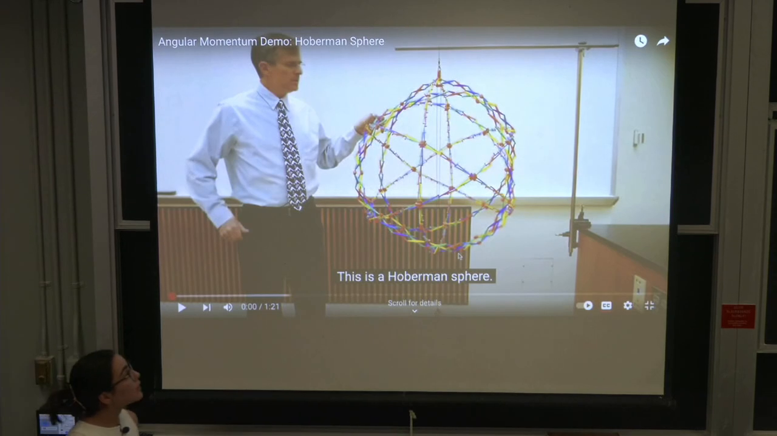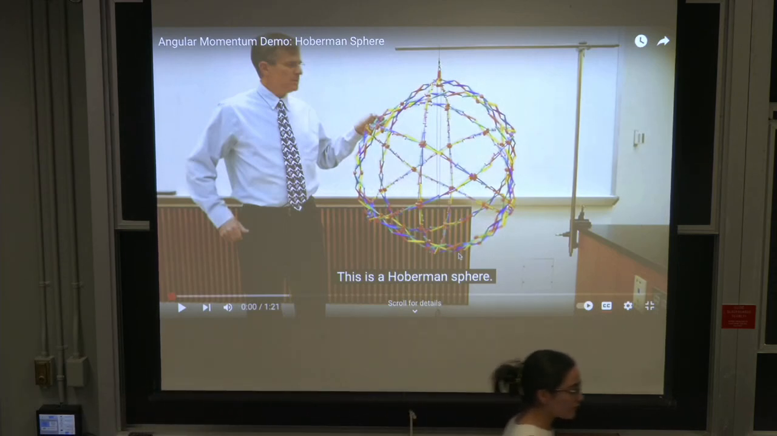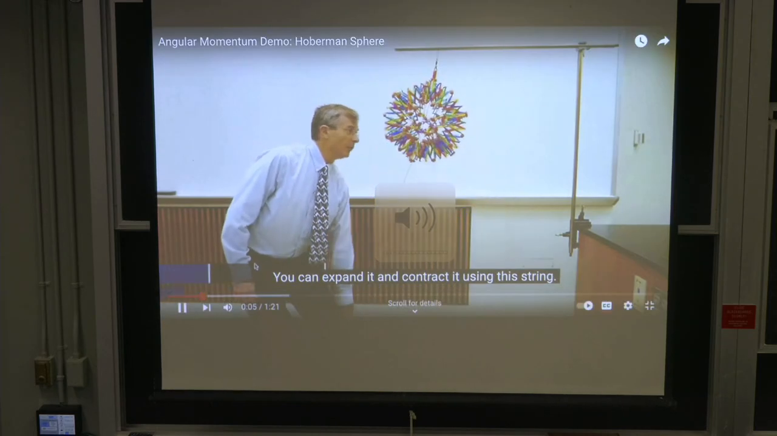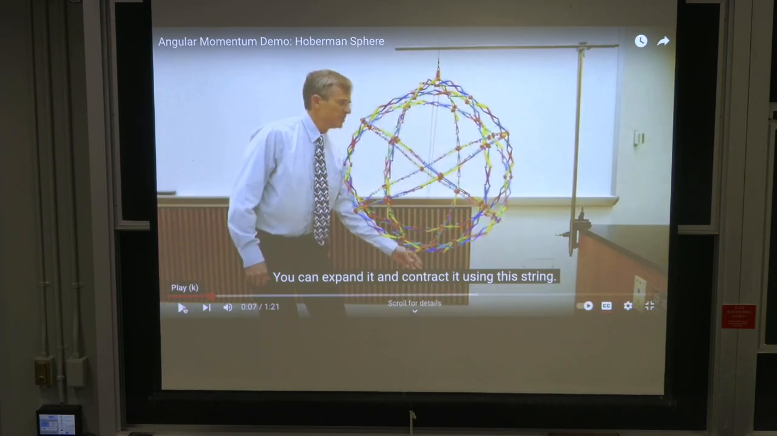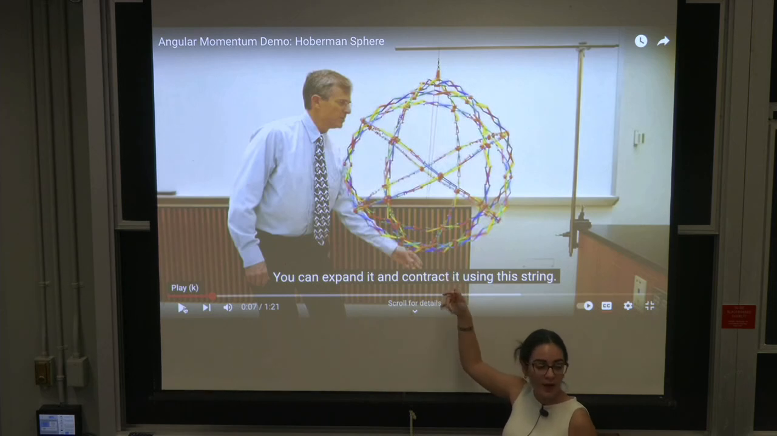Consider this demo here. Say that this Hoberman sphere is rotating. If we compress the Hoberman sphere like this, you can expand it and contract it using this. So when we do this expansion or contraction, what are we actually changing? The inertia, the mass distribution of the sphere. So if this sphere is rotating and we're pulling down on this cord to change its configuration, the sum of moments about its center is going to be 0.